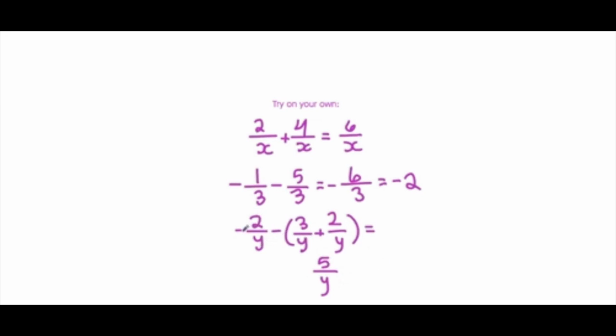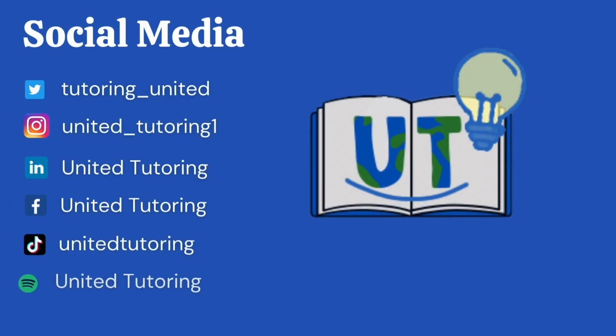So first thing we do is solve the numerators. So negative 2 minus 5 would be negative 7. So first we put the negative and then the 7, and then our denominator is y, and that would be our answer.